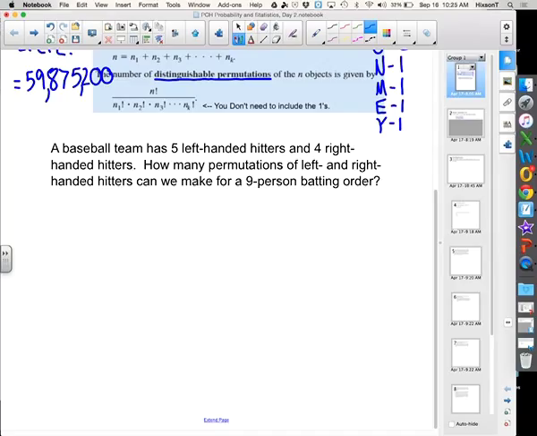Someone want to tell us? Or take a shot at it? Would it be 9 factorial over 5 factorial and 4 factorial? That's exactly right. 9 factorial would be all 9 people, distinctly. And then you have 5 left-handers, and you have 4 right-handers. So that would be how many different lineups they could come up with.